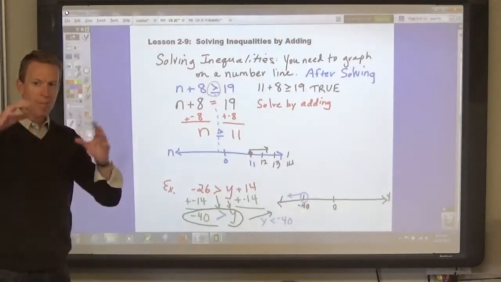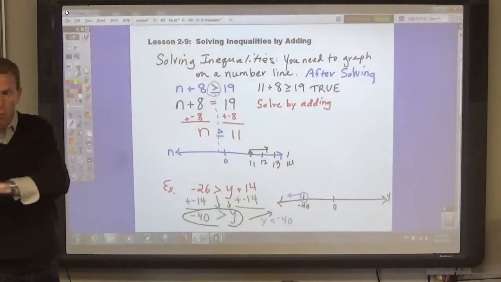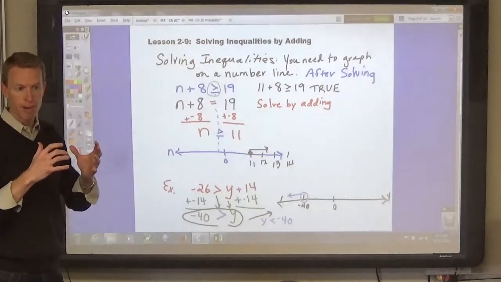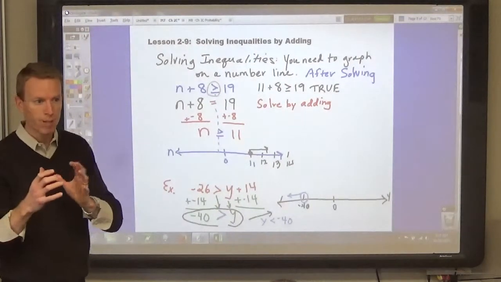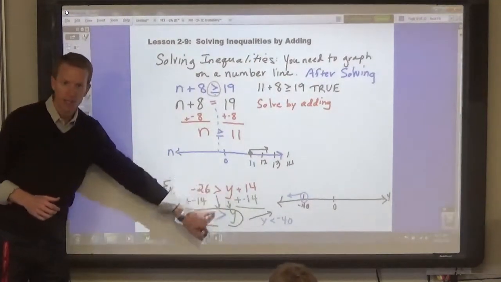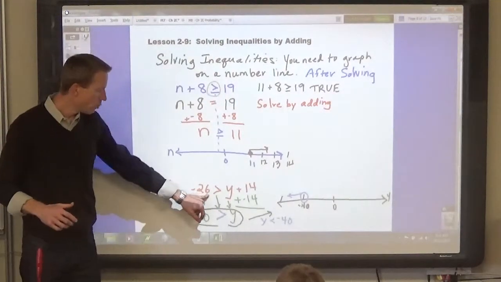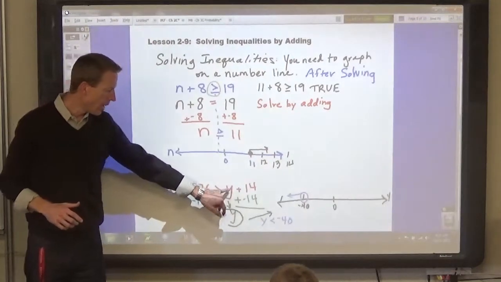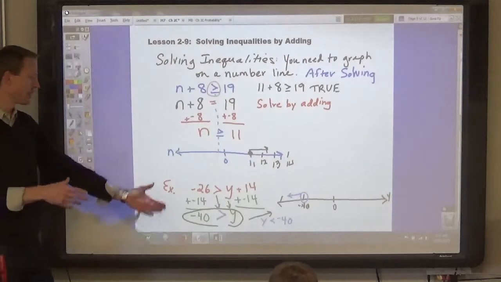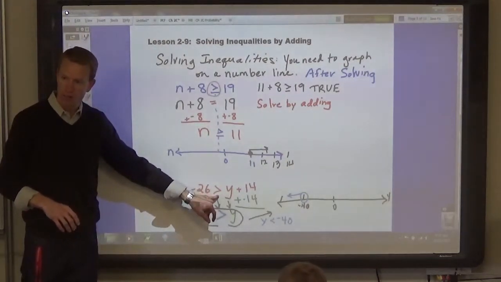Now, remember way back when I was teaching you how to solve these, and I said, you can't just move something from one side to the other side for no reason. That's against the rules in math. You can't move something from one side of the symbol to the other side. Because now, if you do that, it's going to mess up the symbol. If we start with negative 26 is greater than y plus 14, and you just decide, I'm going to put the y on the other side, well then, the symbol would be wrong.